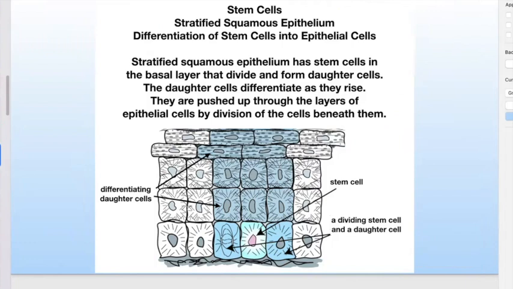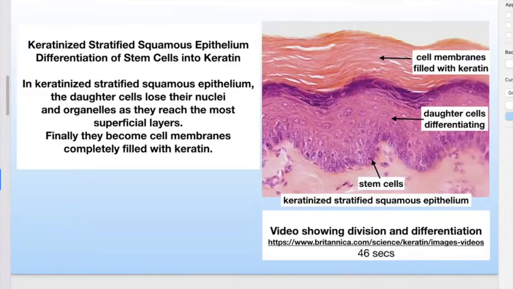They are pushed up through the layers of the epithelial cells by divisions of the cells beneath them. In keratinized stratified squamous epithelium, the daughter cells lose their nuclei and organelles as they reach the most superficial layers of the epithelium. Finally, they become cell membranes that are completely filled with keratin.